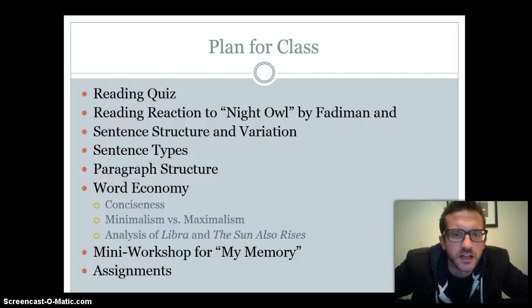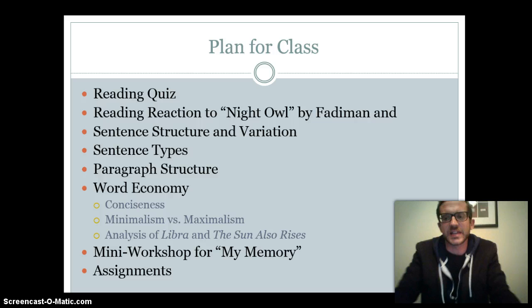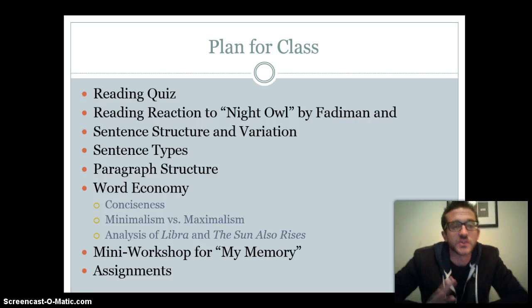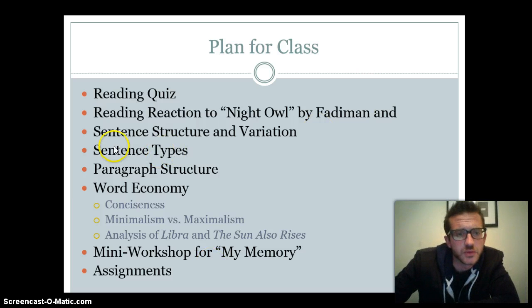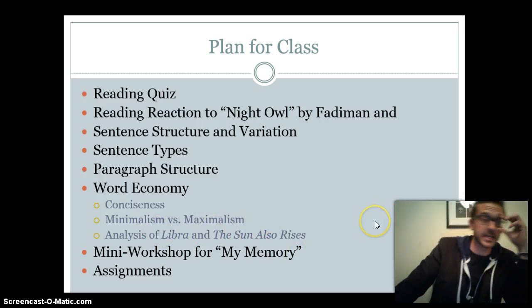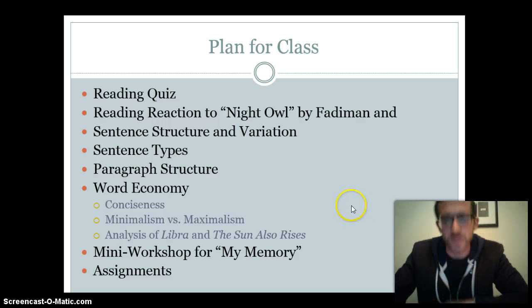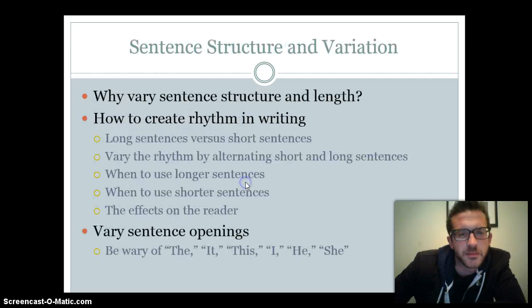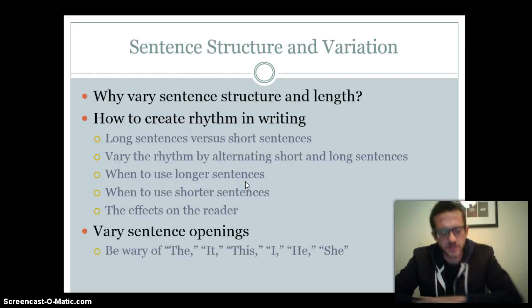This is the video lecture for last Thursday's class, all the stuff we didn't get through. I'm hoping to get through sentence structure and variation, sentence types, paragraph structure, and word economy, and then the analysis of Libra and The Sun Also Rises will probably be in a separate lecture. Okay, so let's just jump into this. Sentence structure and variation.